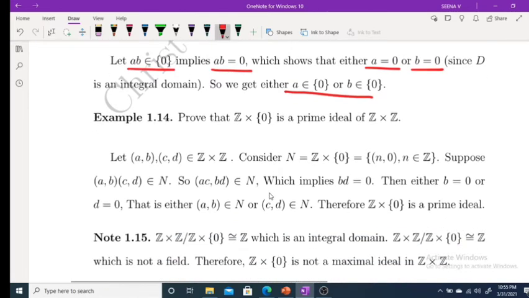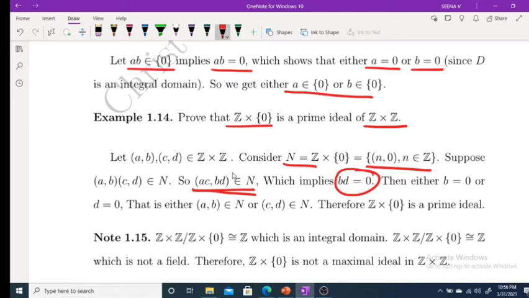Now prove that Z × {0} is a prime ideal of Z × Z. So let (a,b)·(c,d) belong to Z × Z, and this is equal to 0. Now what is N? N is Z × {0}. That means N is the ordered pairs (n,0) such that n belongs to Z. Suppose (a,b)(c,d) belongs to N. Product belongs to N means (ac, bd) belongs to N. N is actually of the form of the set of all (n,0). So (ac, bd) belongs to N means this bd must be equal to 0.